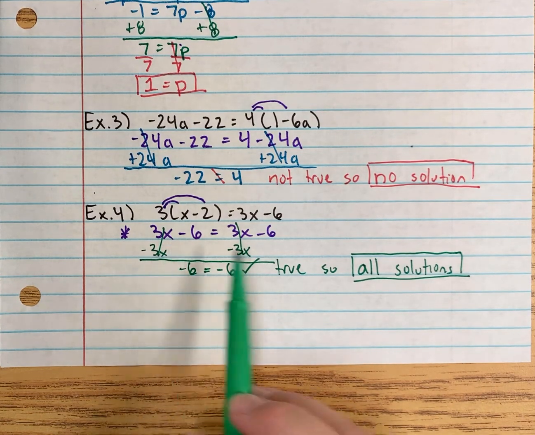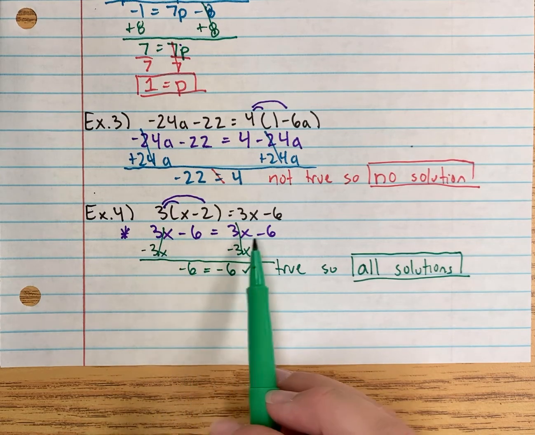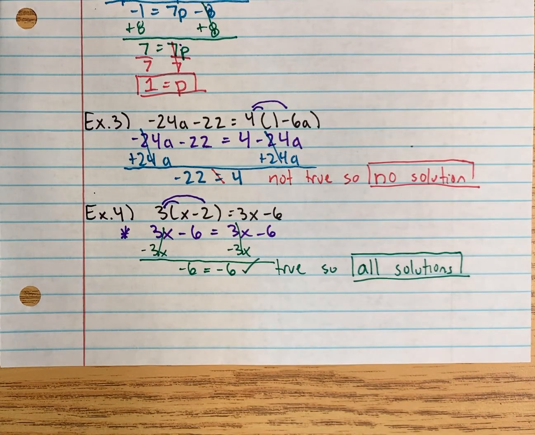So anytime you have two expressions that are the exact same on each side of the equal sign, you can always stop right there and tell me all solutions, because that's going to happen every single time. Okay, so that's all for variables on both sides.